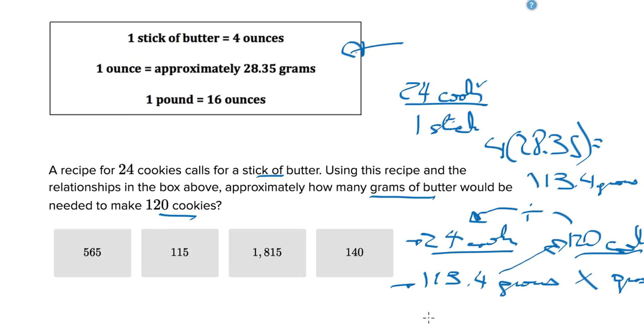So 113.4 times 120, sorry, that's going to be equal to something very large, something like 13,608, and then that number divided by 24 is going to end up equaling something around 567. So approximately how many grams of butter would be needed to make 120 cookies, which is closest to 567 here, 565, and that's the right answer.